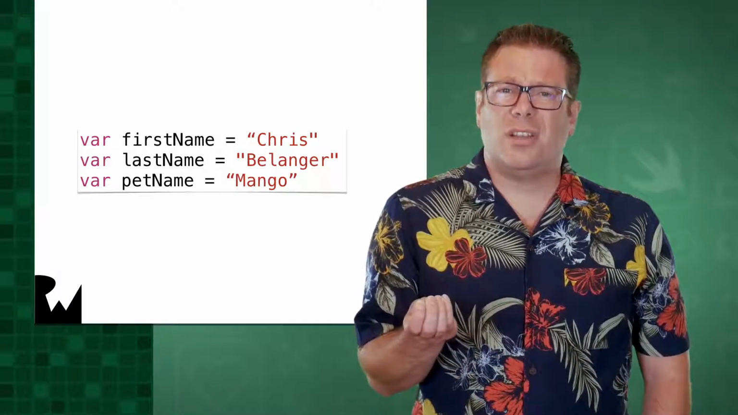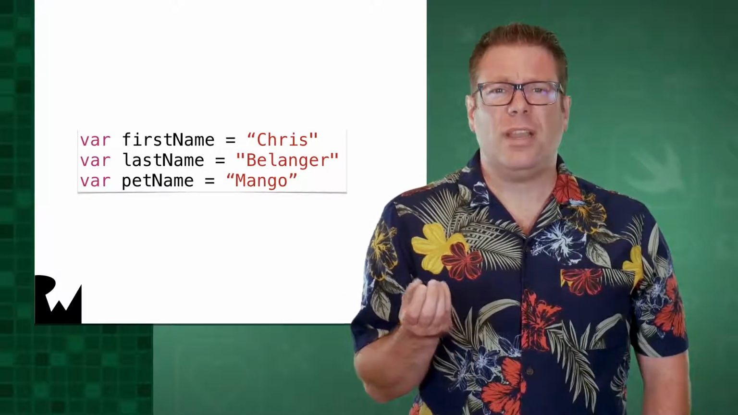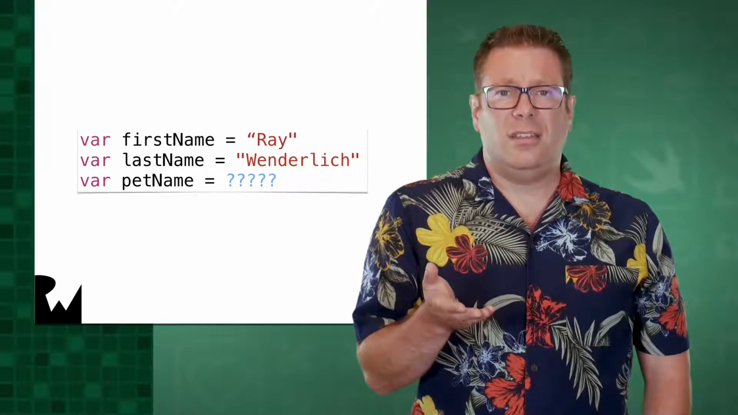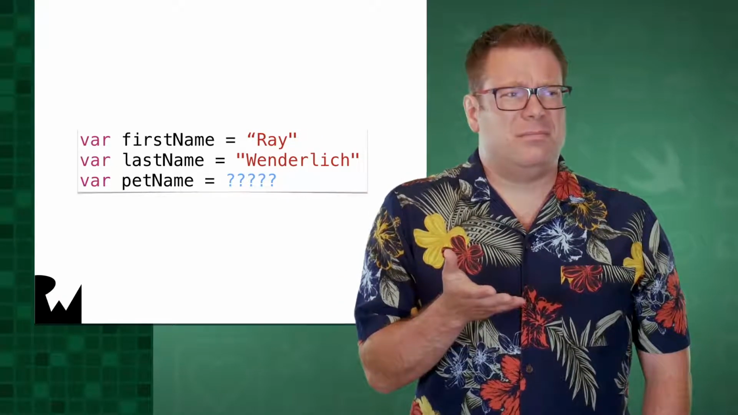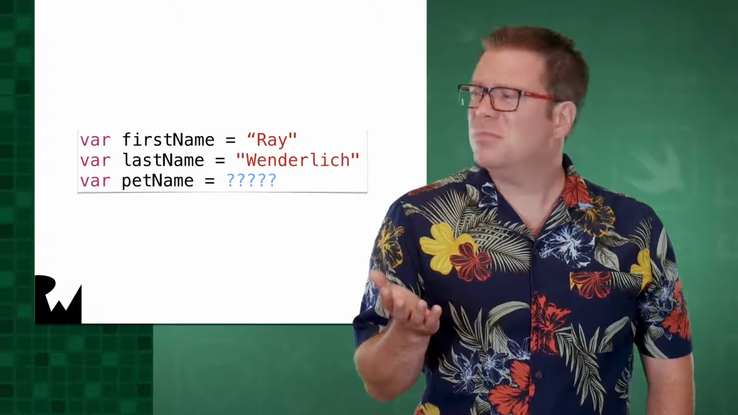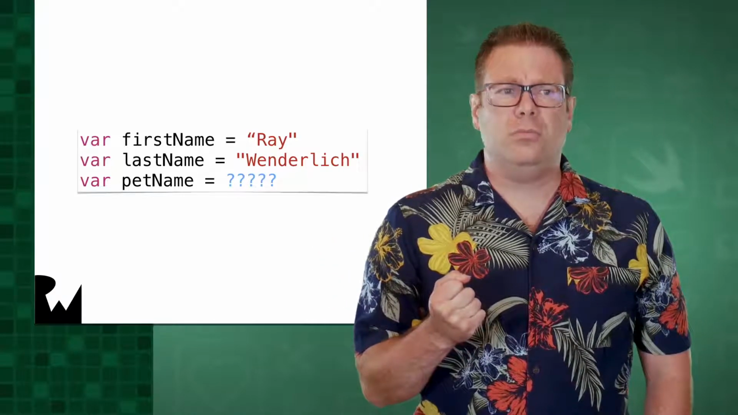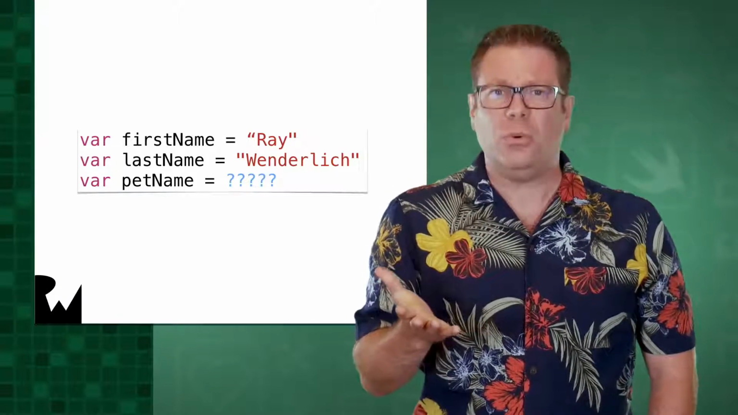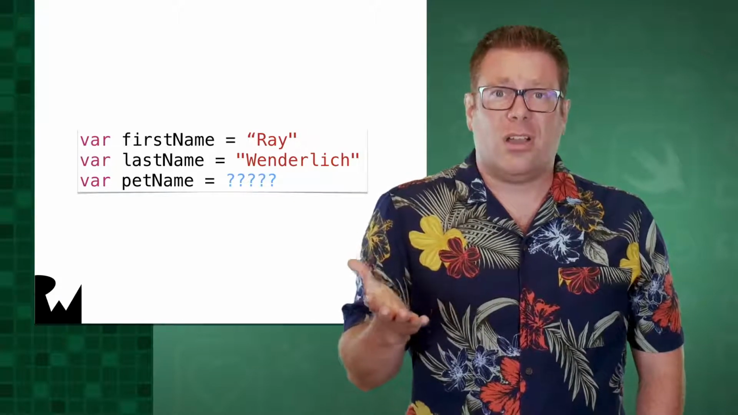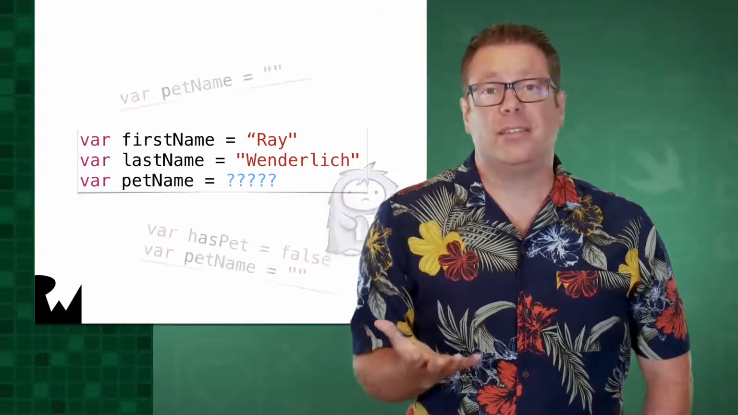But what if I was putting someone else into the app, like Ray? We know his first name is Ray, and his last name is Wenderlich, but does he even have a pet? Hey, folks, does Ray even have a pet? No, he's allergic. Oh, no pet. What are we going to do? We need a way to model the concept that Ray doesn't have a pet.